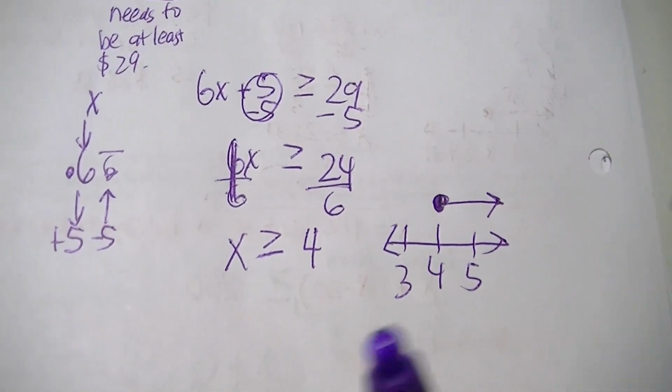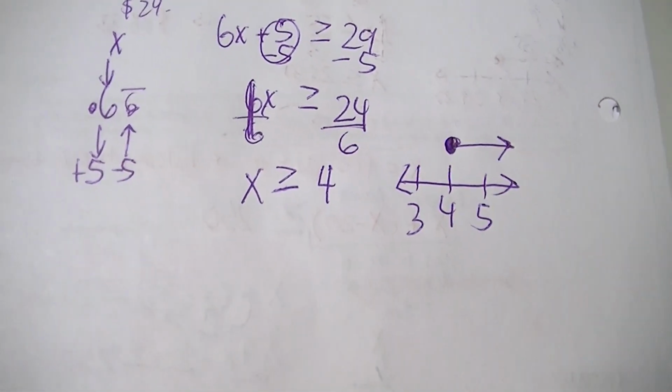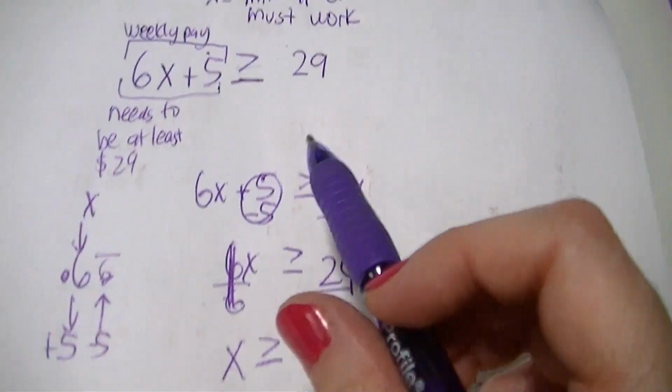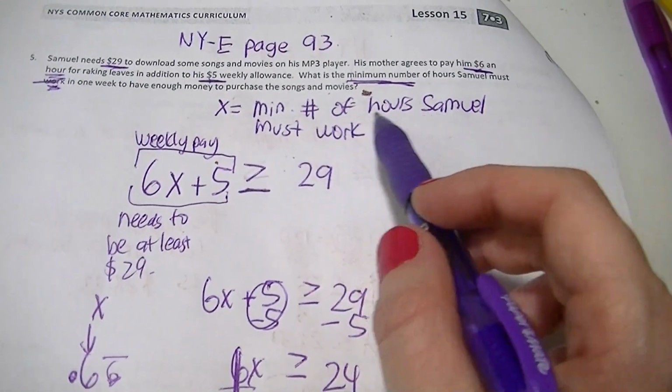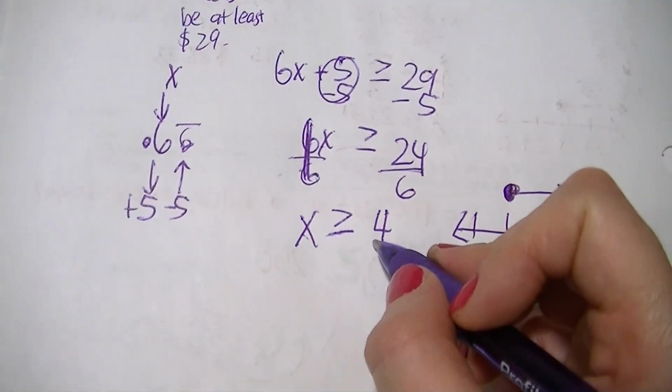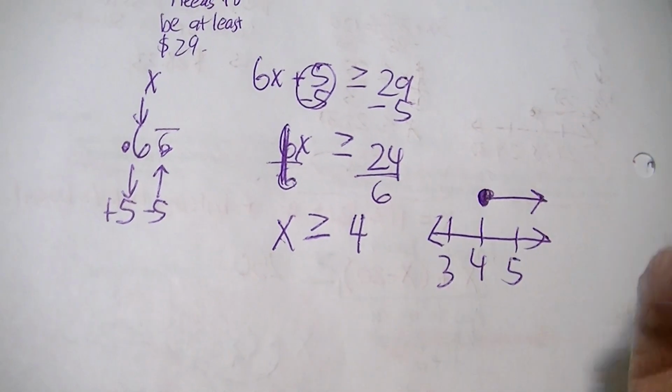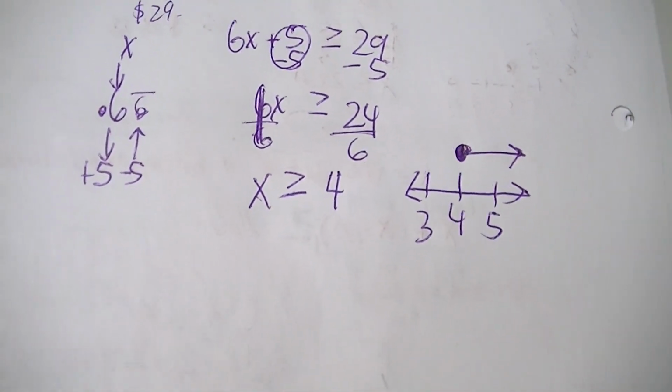Okay. Now we have to interpret it in the context of the problem. So x represented the minimum number of hours Samuel must work. So Sam's got to work at least 4 hours in order to purchase the songs and movies.